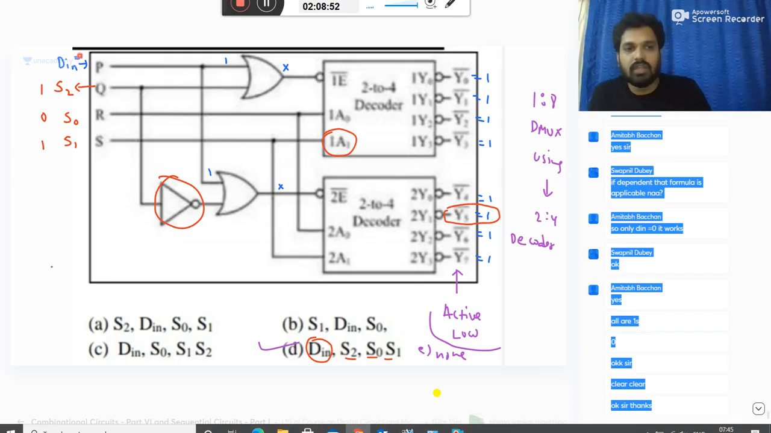Okay. So if Dn is 0, that line becomes 0. If Dn is 1, that line becomes 1. That is how our job is getting done.